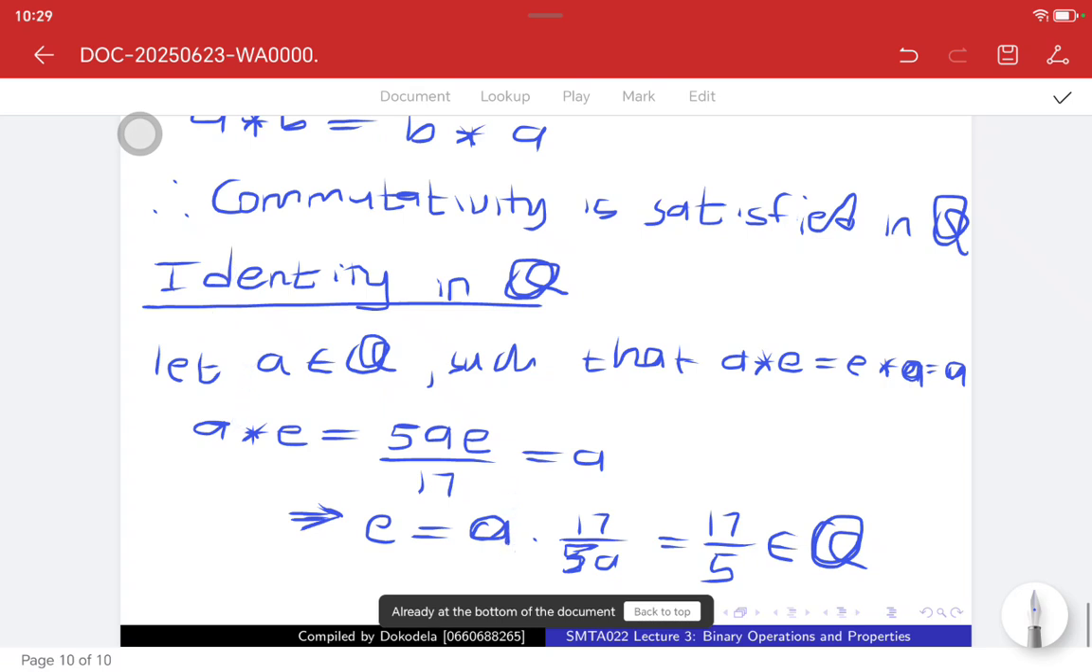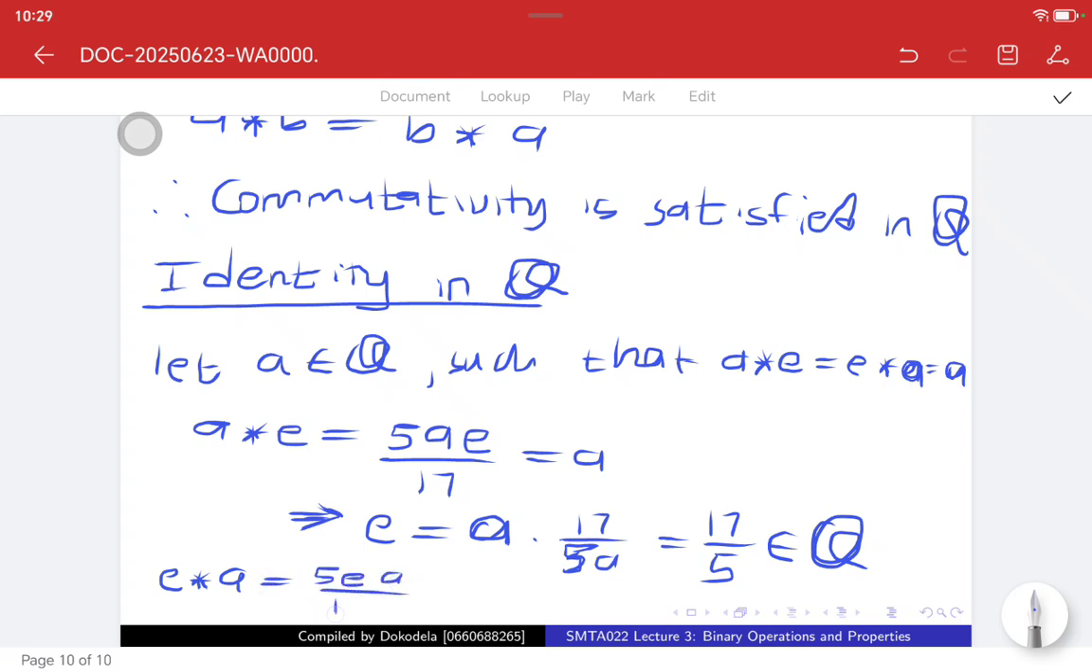Now we check the other one, which is E star A, which will be equal to 5EA over 17, which is equal to A. If we apply this, we're still going to get the same thing: E is equal to 17 over 5, which is an element of the rational numbers. Hence E exists, and E will be equal to 17 over 5, because we've checked that.